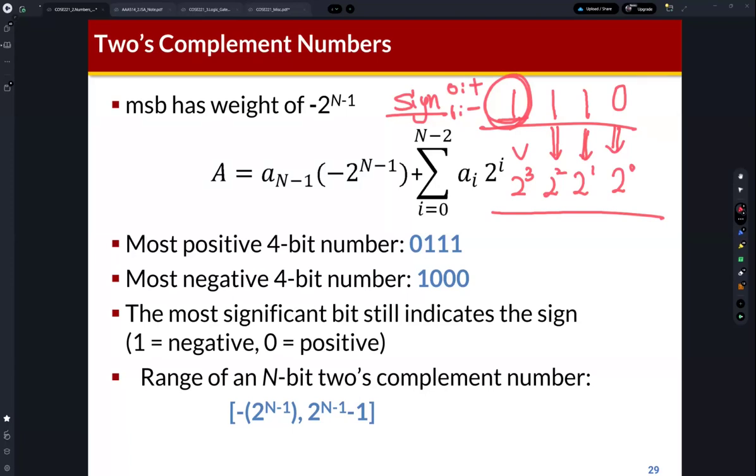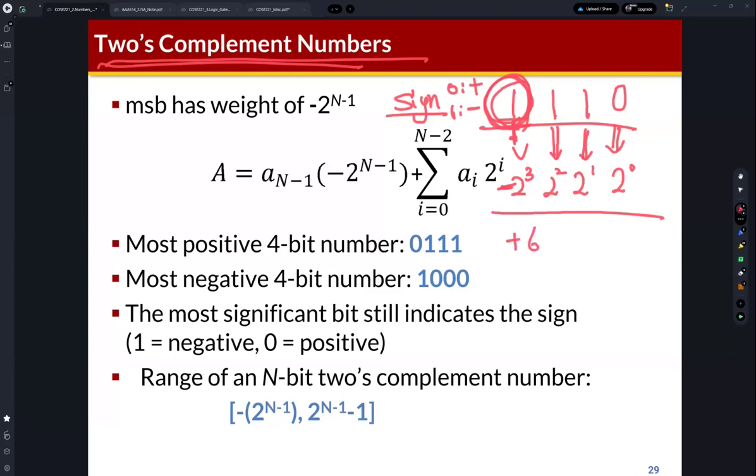But if we use 2's complement numbers, then the size of this MSB becomes negative. Do you understand? In the unsigned number, the size of the MSB is 2 to the power of 3. But in the 2's complement number system, the size of this MSB becomes minus 2 to the power of 3. That is different.